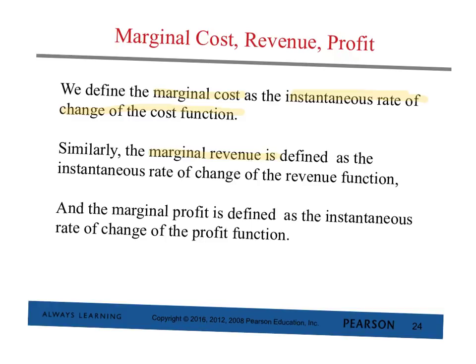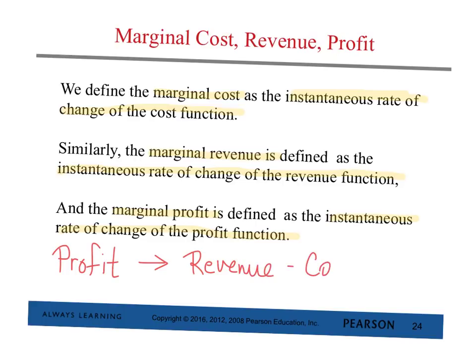Marginal revenue is defined similarly as the instantaneous rate of change of the revenue function, and marginal profit is defined as the instantaneous rate of change of the profit. And one caution that I want to bring forth here is that you need to remember, when we're talking about profit, profit is always your revenue minus your cost. So even if the profit function isn't given to you, if you have the revenue and the cost function, you can find the profit function.